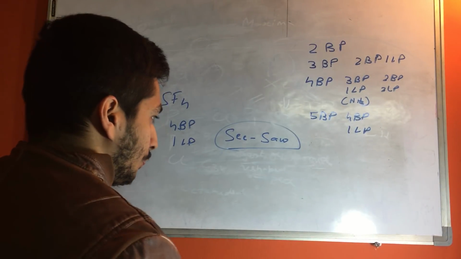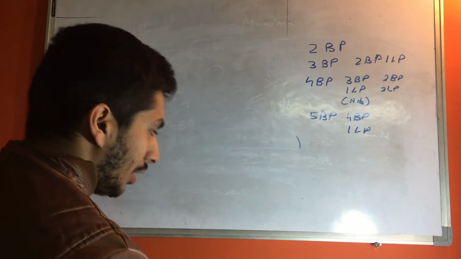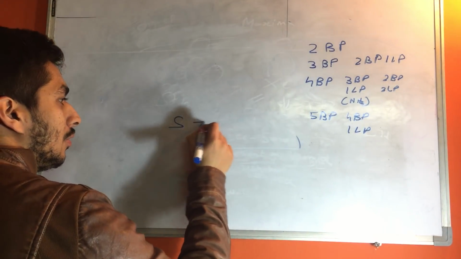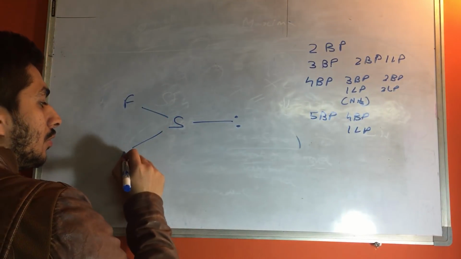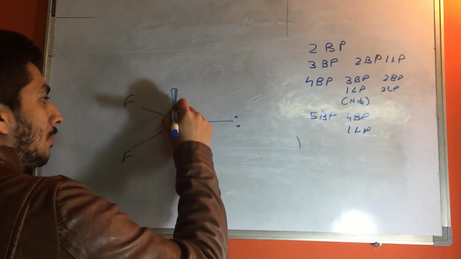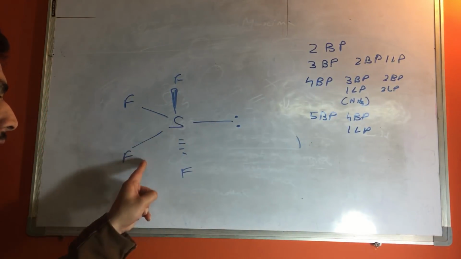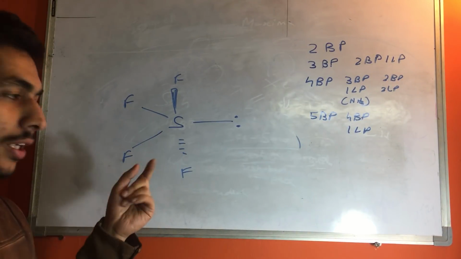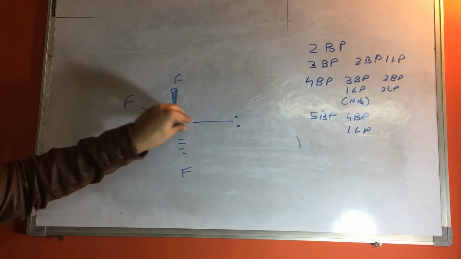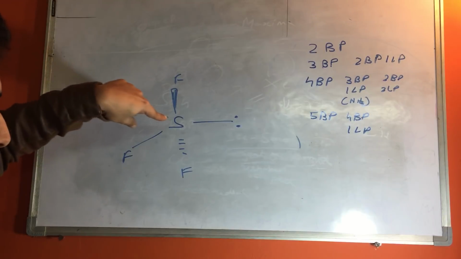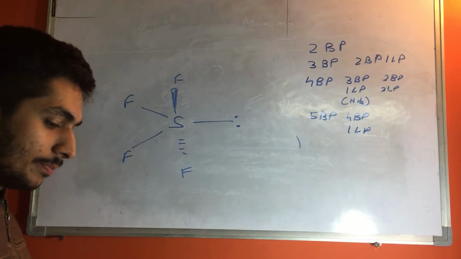Okay, if you want to know the structure of seesaw geometry, I'll just draw it. So we have sulfur, we have a lone pair of electrons, we have 2 fluorines, then we have 1 fluorine above the plane and 1 below the plane. So basically this lone pair, these 2 fluorines and this sulfur are in the plane. This fluorine is going inside the plane, and this fluorine is coming outside the plane like this.